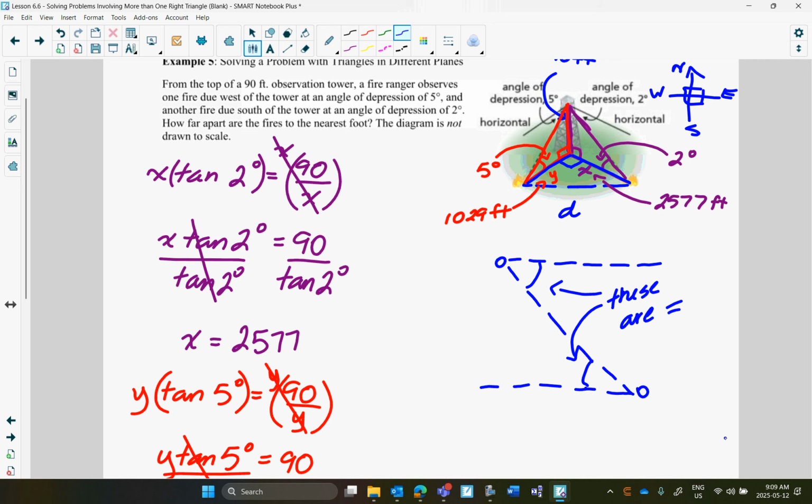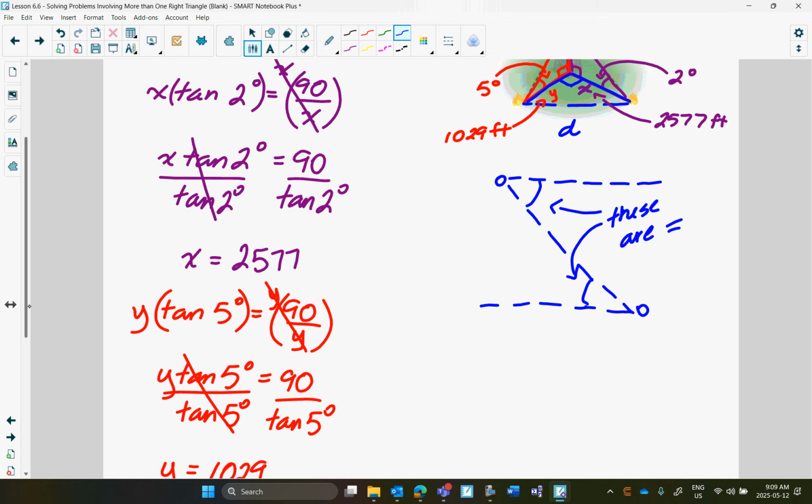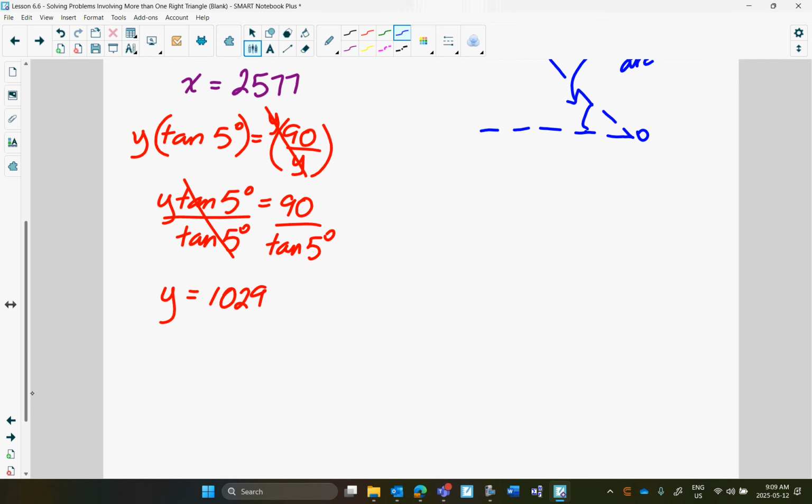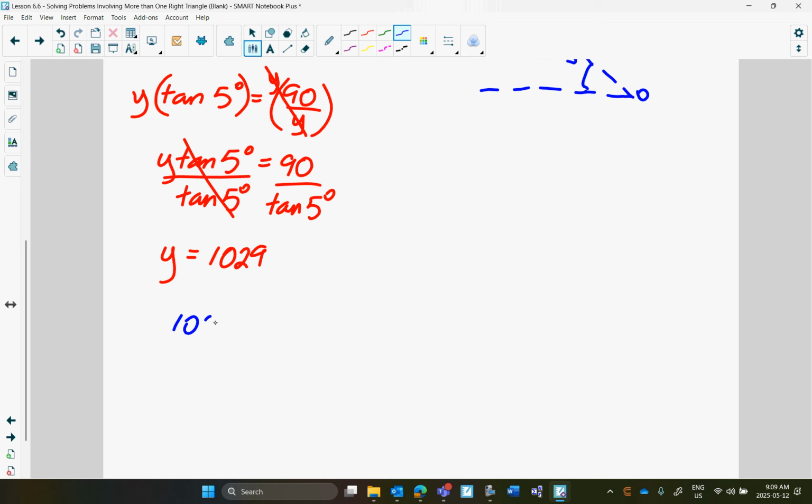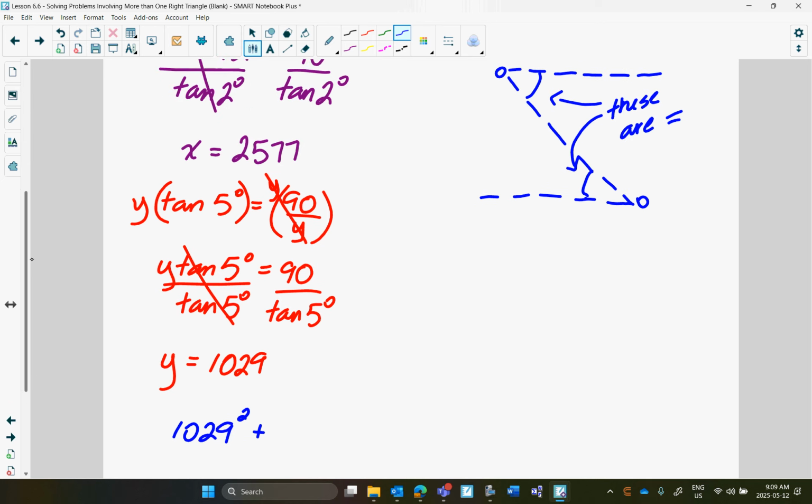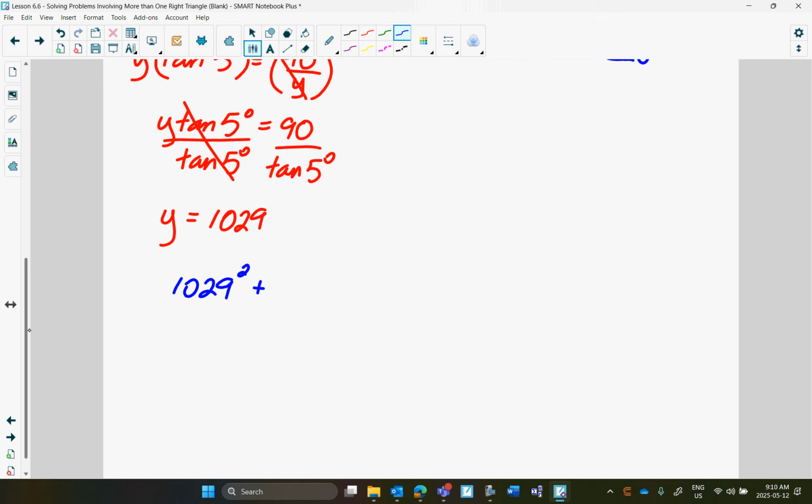Now what would you do? I know this side is 2,577. Pythagoras, yes. A squared plus b squared equals c squared. If you know two of the sides, you find the third side using Pythagoras. So the last step, 1,029 squared plus 2,577 squared is equal to d squared.